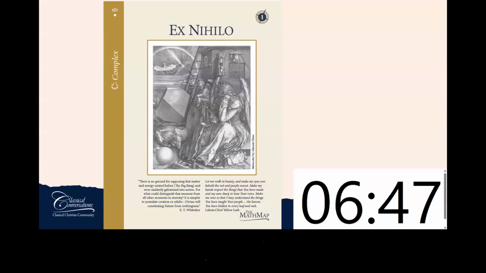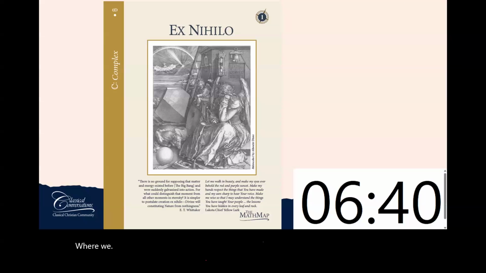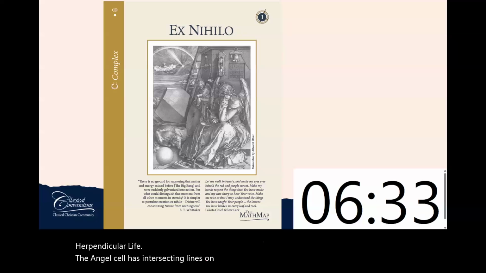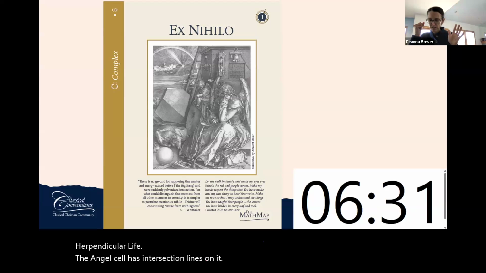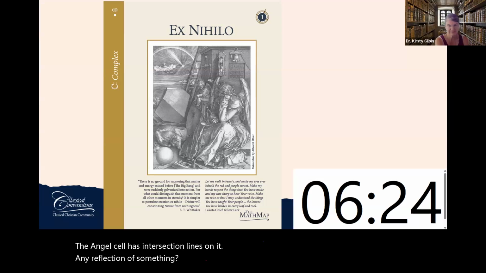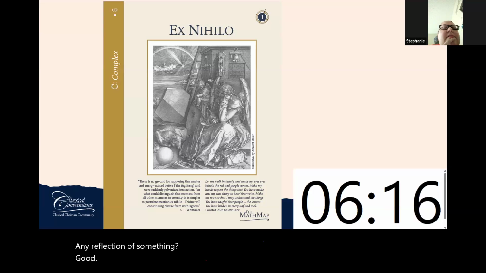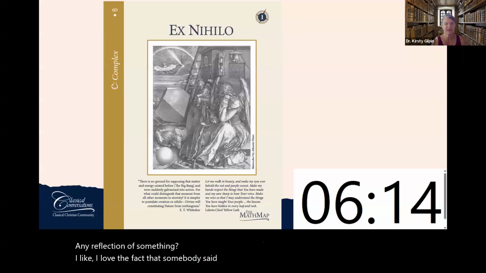I think somebody already mentioned the scales, but are we weighing justice or what are we weighing? Perpendicular lines on the ladder as well. The angel's belt has intersecting lines on it. I look at the granite too, and you can almost see maybe a reflection of the angel, so reflection. Good. The ladder has multiple perspectives. The ladder also. I love the fact that somebody said that ladder has perpendicular lines.